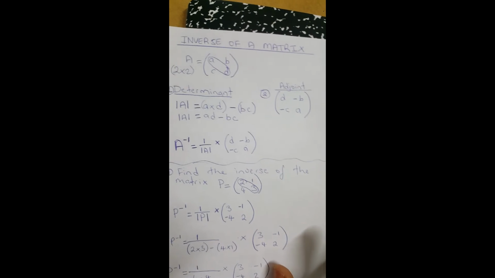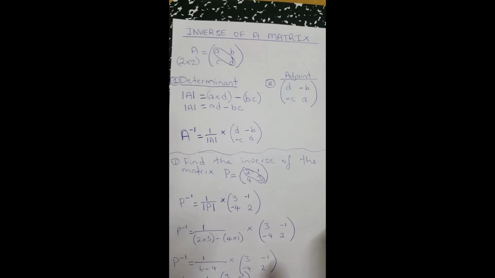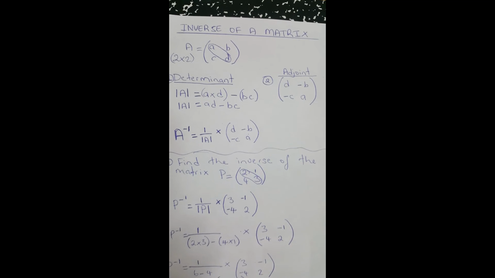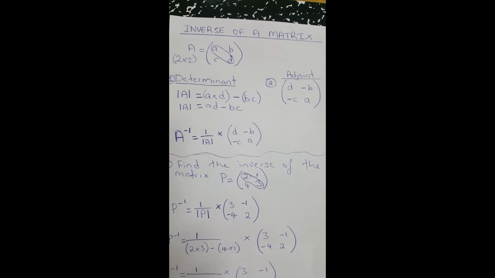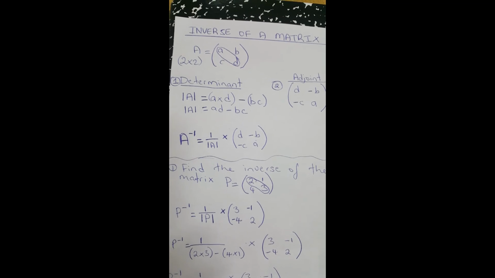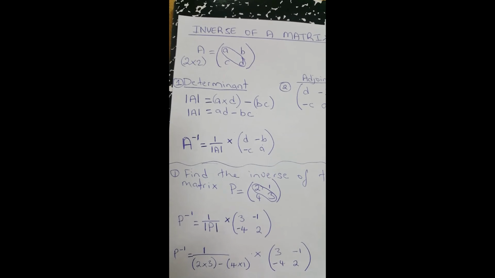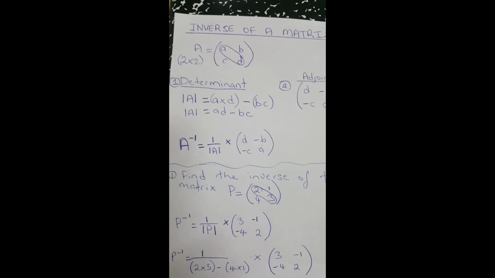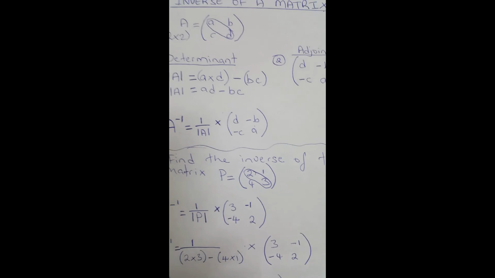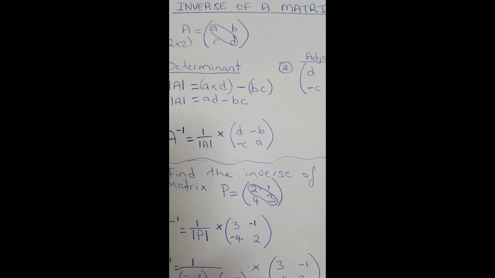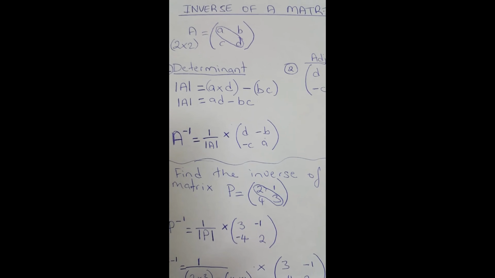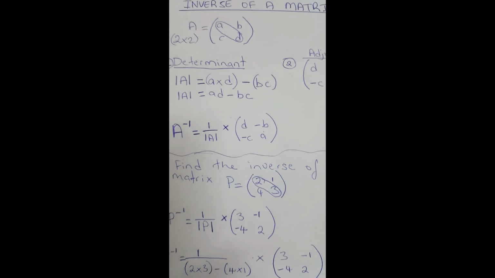So all you have to do is just remember the main steps. When you're asked to find the inverse, you need both the determinant and the adjoint. They are linked together to form a unique matrix that is completely opposite to your original, so that whenever you multiply them together, you get the identity matrix of 1, 0, 0, 1.